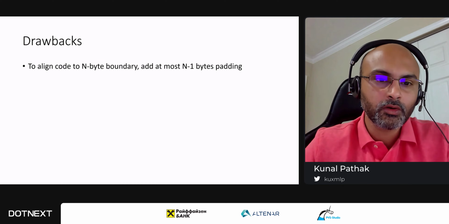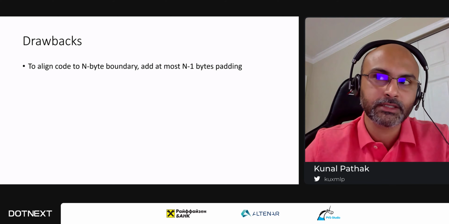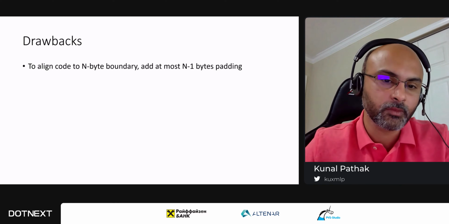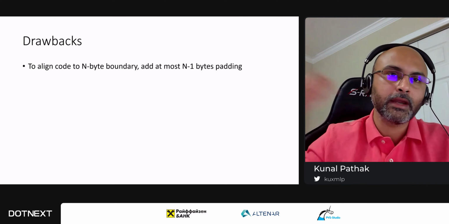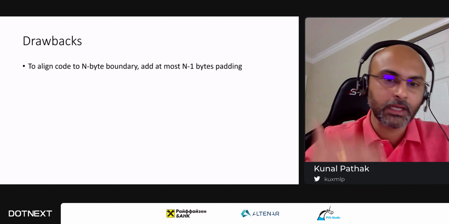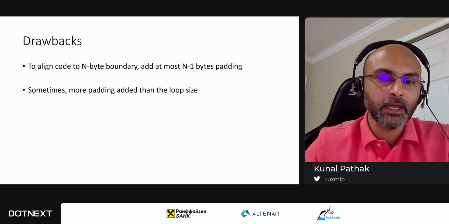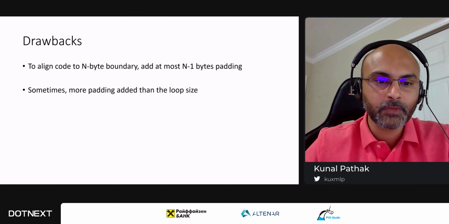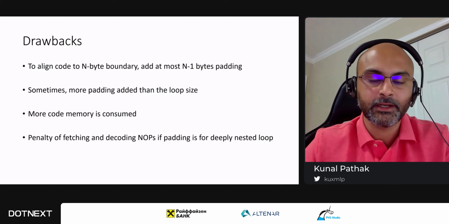Imagine that you want to align code to an n byte boundary. We might end up adding at most n minus 1 bytes of padding. So imagine in future we want to align at a 64 byte boundary for a loop that is just 10 bytes long. You will end up adding 63 bytes of padding to align that loop to the 64 byte boundary. So more padding might be added than the actual loop size. And of course that will increase the code memory that is consumed. And then there is also, remember, a penalty for fetching and decoding those no-ops.